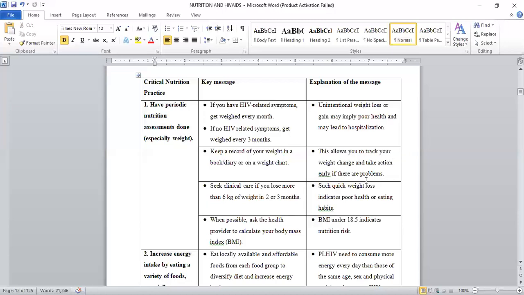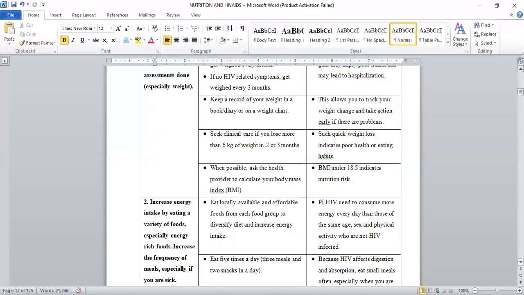Then seek clinic care if you lose more than 6 kgs of weight in 2 to 3 months. Such quick weight loss indicates poor health or eating habits. So all these things are on the assessment: why that person is supposed to do that, and the explanation towards that. This makes it very easy for you to understand the interpretation toward each and every CNP. Are we together?